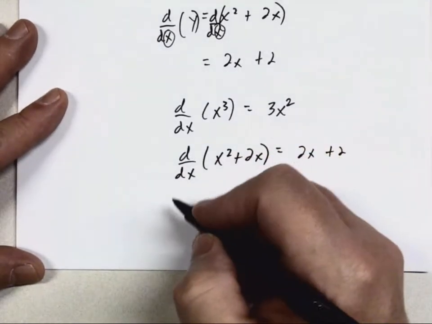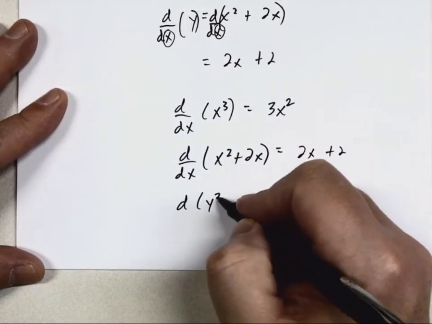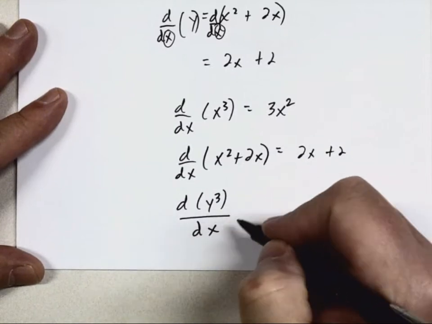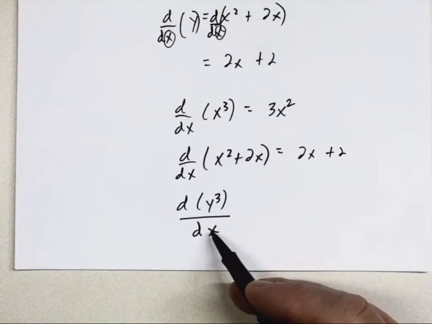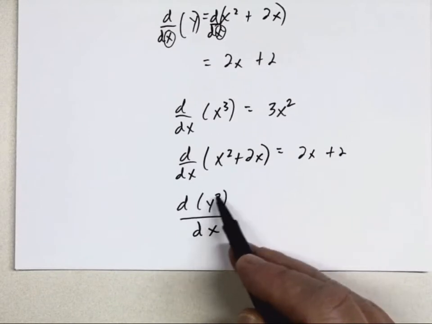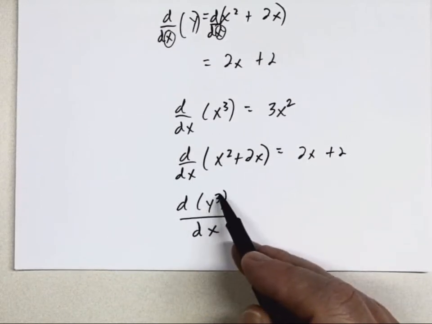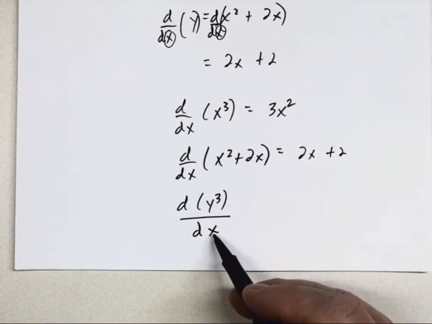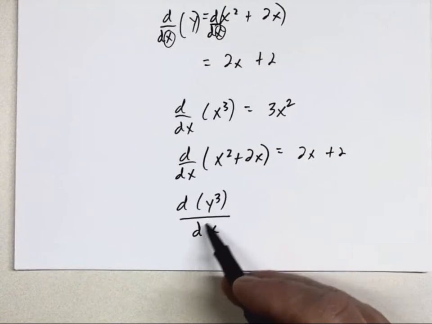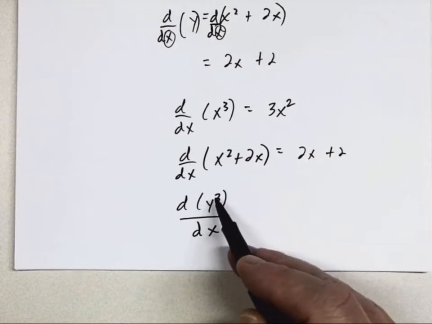But now, what would happen if I now took the derivative of y cubed with respect to x? So now notice the expression I want to take the derivative of, that variable is different than the variable I'm taking the derivative with respect to, right? This is with respect to x, but you notice my expression or my function has a y. So in that case, what do we do?